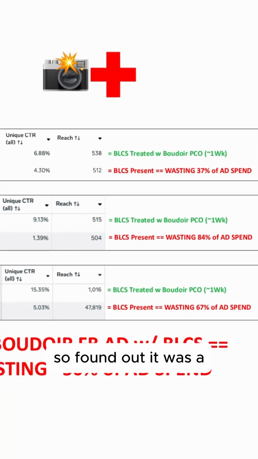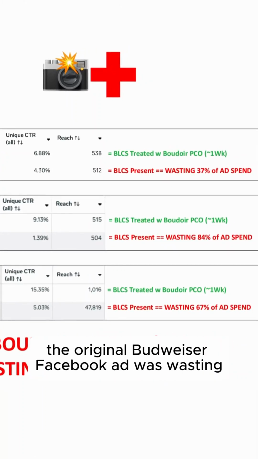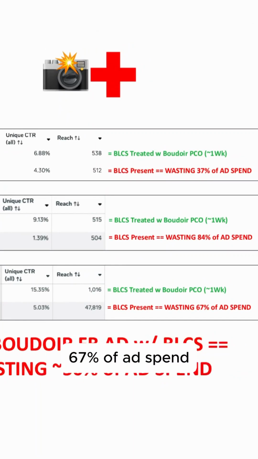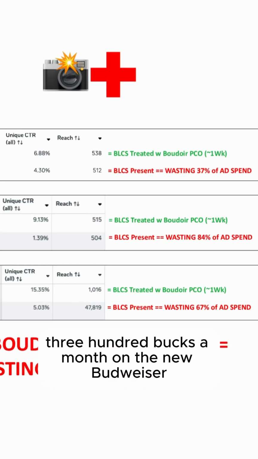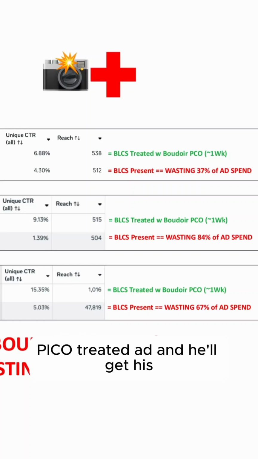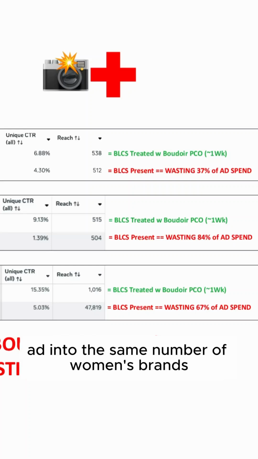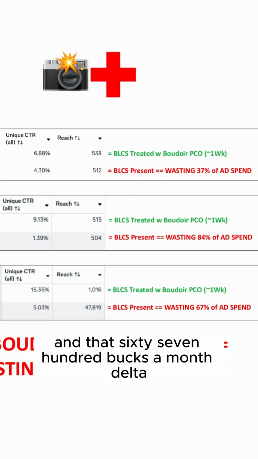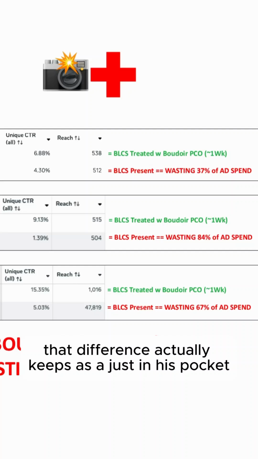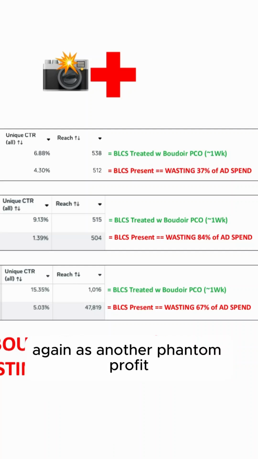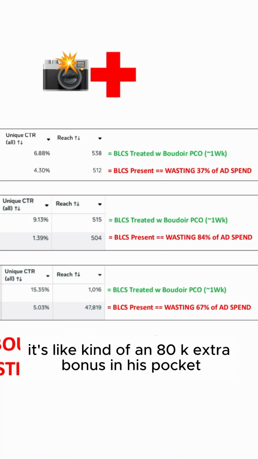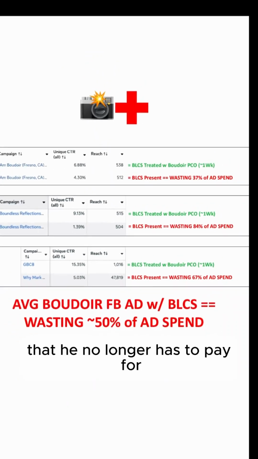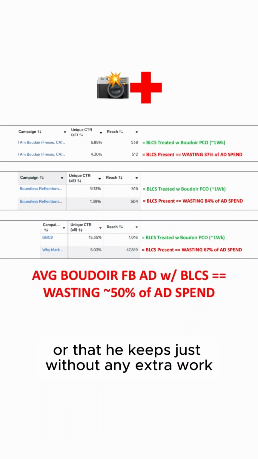So we found out the original Boudoir Facebook ad was wasting 67% of ad spend. If he was spending 10 grand a month on the original Boudoir Facebook ad, now he only needs to spend $3,300 a month on the new Boudoir Pico treated ad, and he'll get his ad into the same number of women's brains. And that $6,700 a month delta, that difference, he actually keeps in his pocket. Again, as another phantom profit, Boudoir Pico profit, whatever. And after 12 months of this, it's kind of an 80K extra bonus in his pocket that he no longer has to pay for, or that he keeps without any extra work.